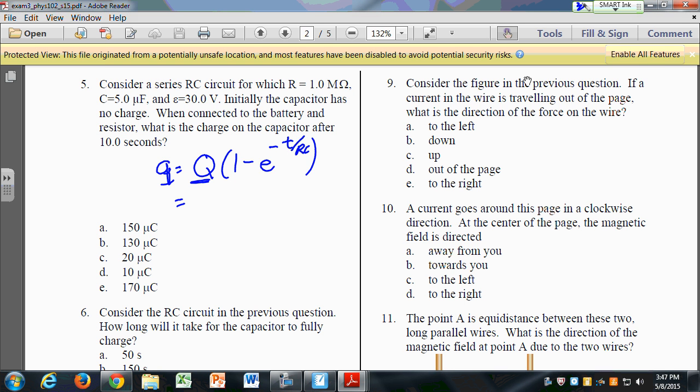So the big part is just knowing what these values are. Q is your maximum charge. That's C times V. That's going to be 150 microcoulombs. And then 1 minus e to the minus t over RC. 1 megohm, 5 microfarads. It's going to be 5 seconds. Remember, you can drop those metric prefixes because they cancel out. And then t is at 10 seconds. I think it was 130. No, I don't remember what the answer is.